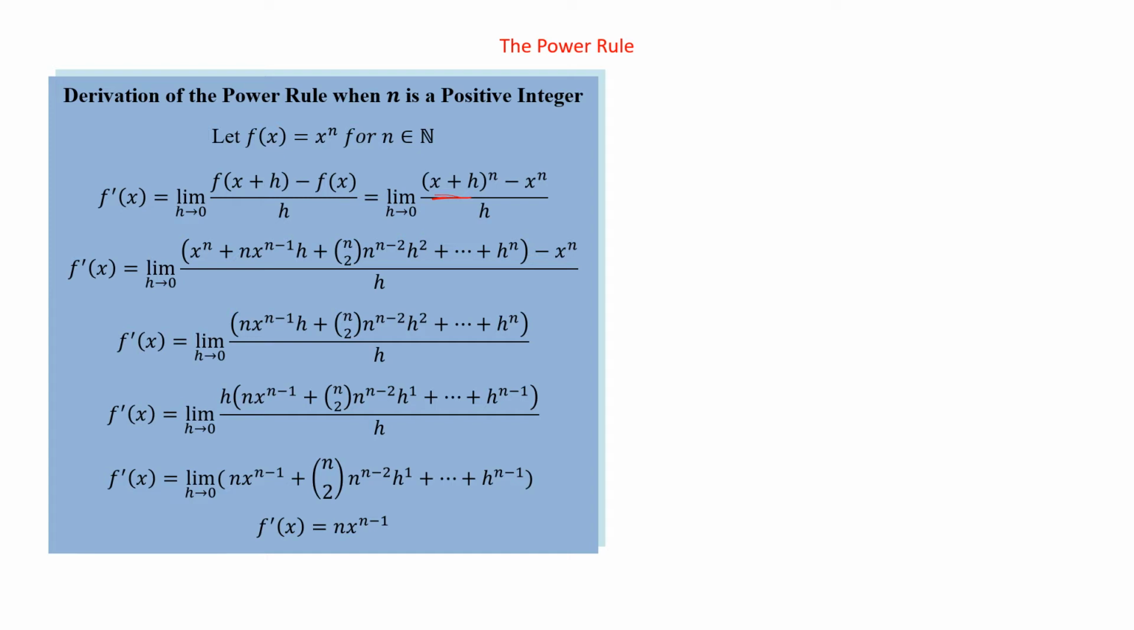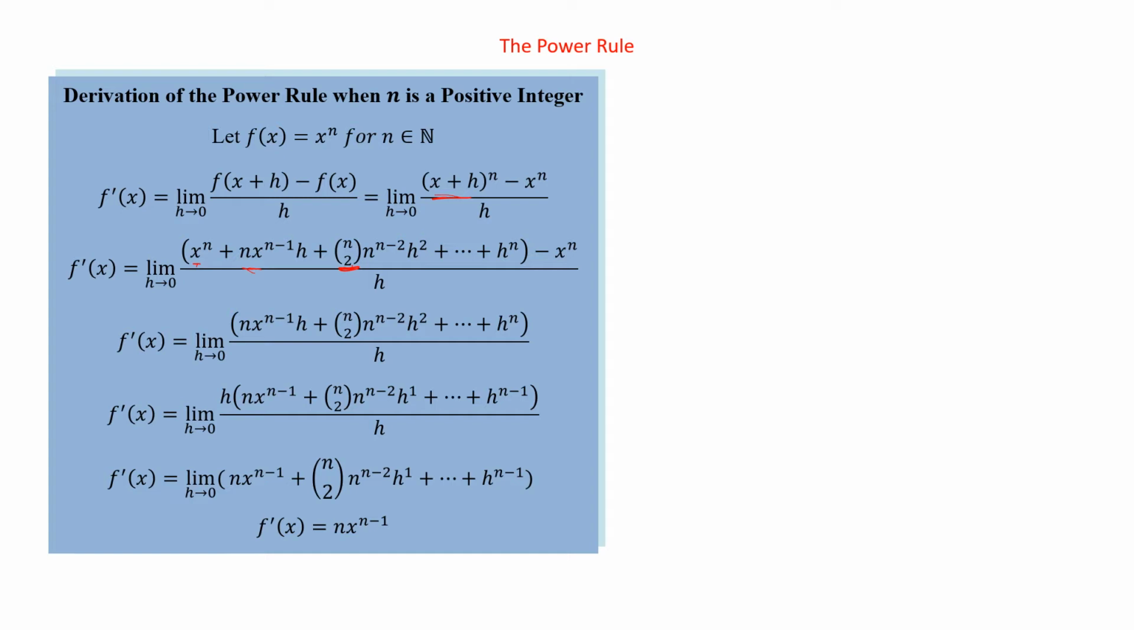Now here's where that binomial expansion comes in handy, because I know that x plus h to the n is going to be x to the n plus n times x to the n minus 1 h plus this n choose 2. This isn't a fraction. This is the binomial coefficient, n choose 2, times x to the n minus 2 times h squared plus, and then we can follow the pattern all the way down to h to the n. And then minus x to the n on the end.